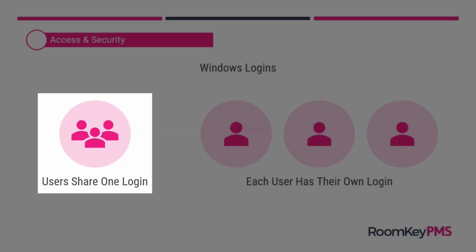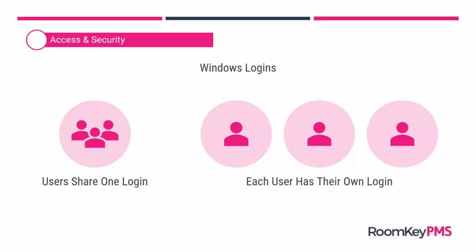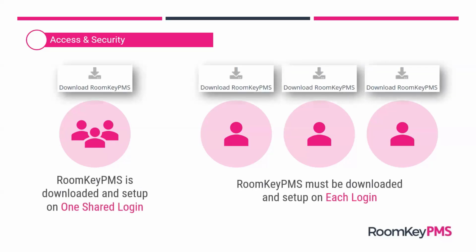A more secure scenario would be each user having their own Windows login. So if you have one front desk agent, they're going to start up the computer at the front desk and log in with their own Windows login and then access RoomKey with their clerk ID information. Each front desk agent is going to have their own Windows login and their own RoomKey PMS login. Now, depending on what type of setup you have with these Windows logins, it does affect how you are doing your download and setup process.